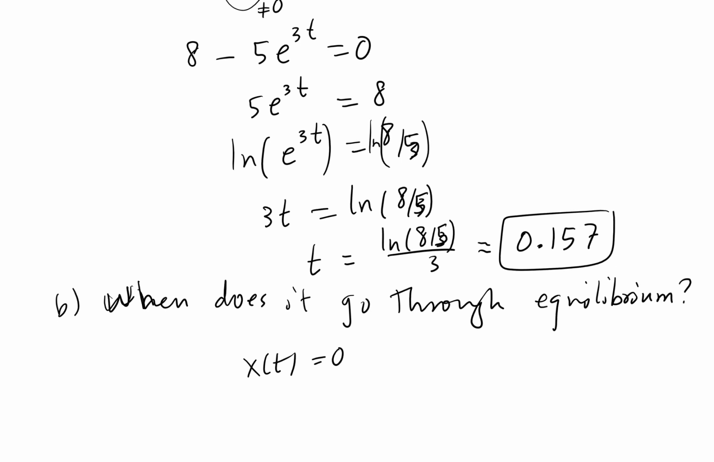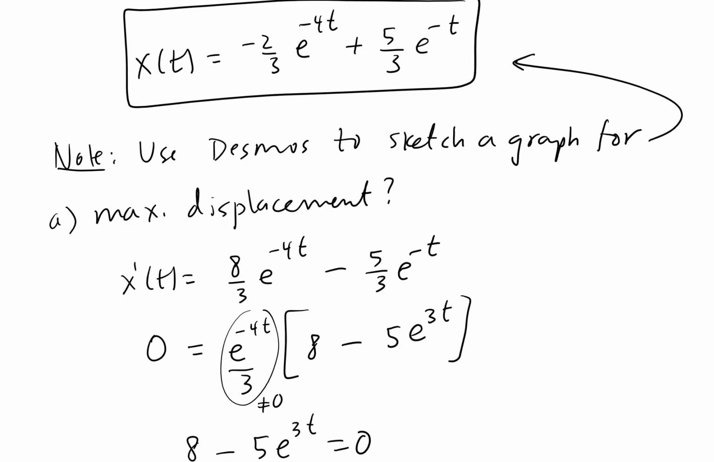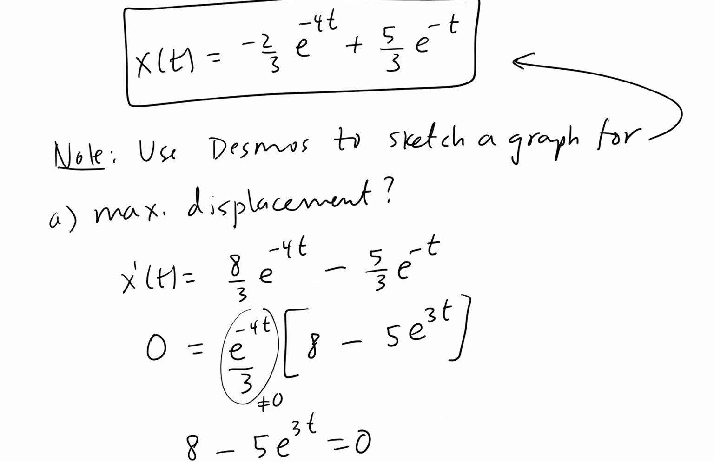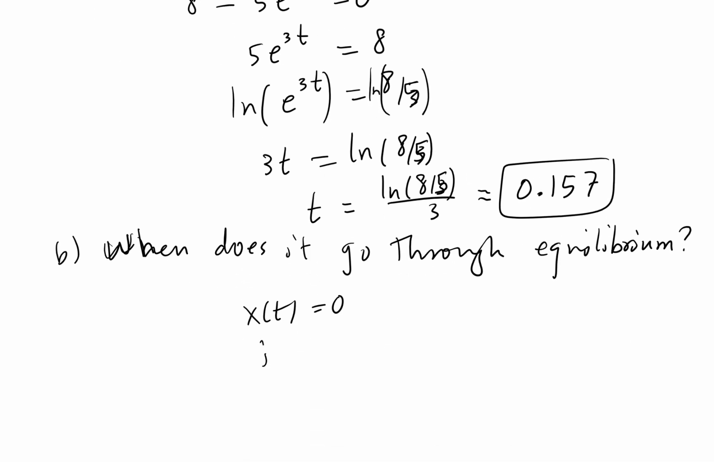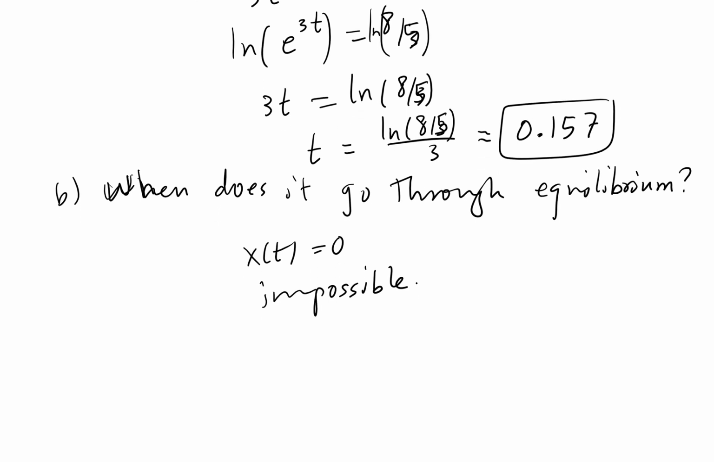So when does it go through the equilibrium? That's when x of t is 0. If you look at x of t, the one we got, it's a linear combination of two exponential functions. The first one will never be 0, the second never 0, and their sum will never be 0. So this is impossible to happen. It is impossible to reach an equilibrium position.